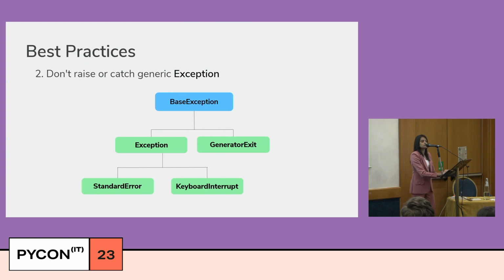The next is that you should not raise or catch the generic Exception class. So to understand this, I would like to give some basic knowledge about Python: Python has a hierarchical structure when it comes to the exception classes. At the very top, we have the BaseException class. So it is the base for all the built-in exceptions that are in Python. It provides common methods and practices for all the subclasses that follow it. And it's further divided into Exception and GeneratorExit. The Exception class, which is a subclass of BaseException, is the base class for all the built-in exceptions, which is further divided into StandardError and KeyboardInterrupt and a lot of other things. So what we really need to take care of is that Exception class, which is the subclass of the BaseException.